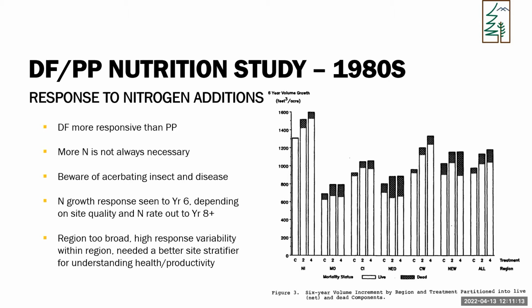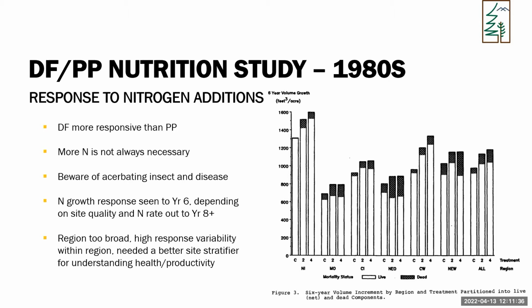Our original study design looked at it just by region. So this one graphic here on the side is just looking at what our volume growth would be relative to different treatments and relative to a no treatment. So the solid white bar is where it says C, that's a control, so no fertilization was applied.